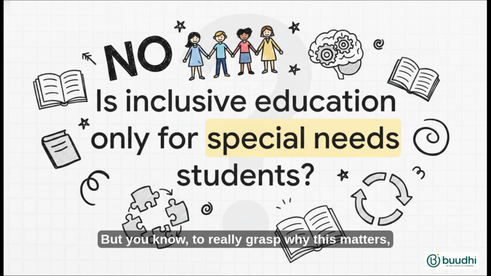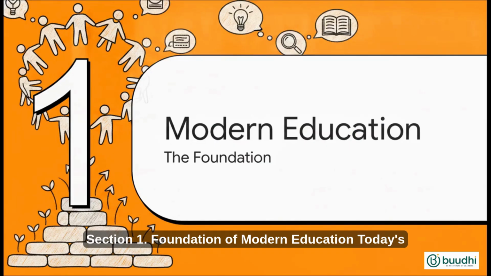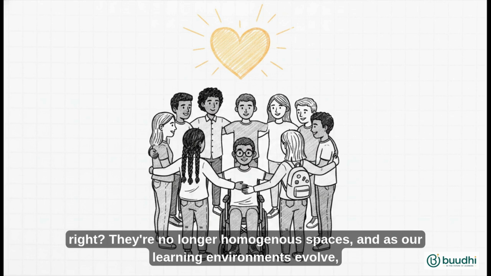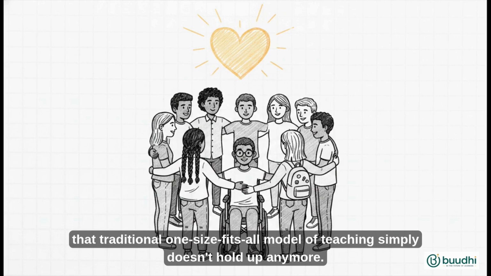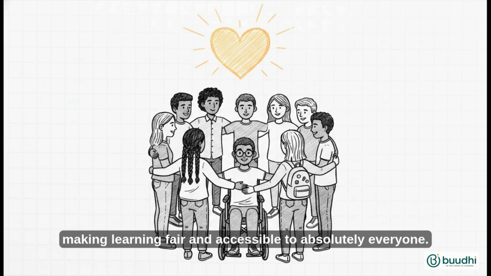But to really grasp why this matters, we have to look at the bedrock of how we teach today. Section 1. Foundation of Modern Education. Today's classrooms are these wonderfully diverse ecosystems, right? They're no longer homogeneous spaces, and as our learning environments evolve, that traditional one-size-fits-all model of teaching simply doesn't hold up anymore. The ultimate goal of modern education is making learning fair and accessible to absolutely everyone.